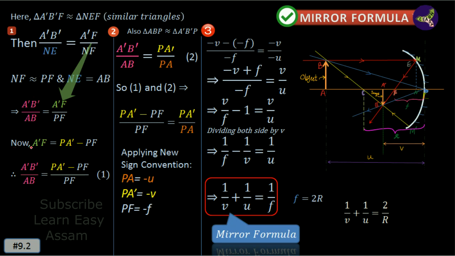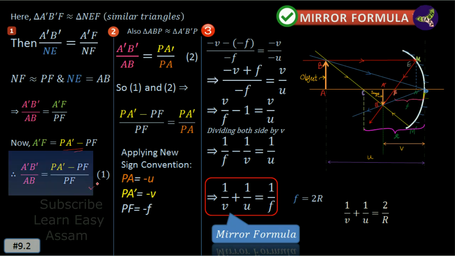So what is A dash F? We can see from the diagram that A dash F is equal to PA dash minus PF. When we subtract PF from PA dash, we get A dash F. So we can now put A dash F as PA dash minus PF, divided by PF. So we have got this ratio. Let us mark it as equation number 1.